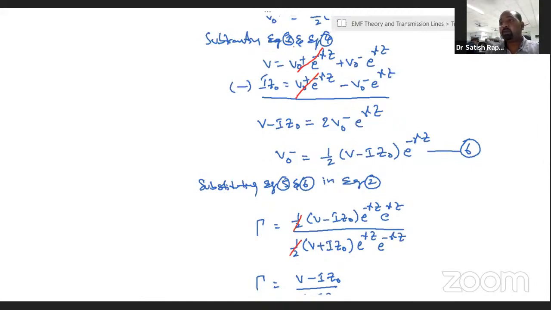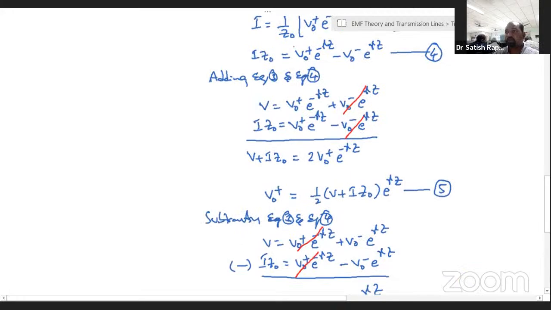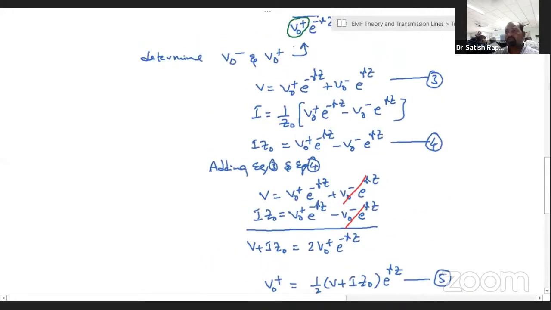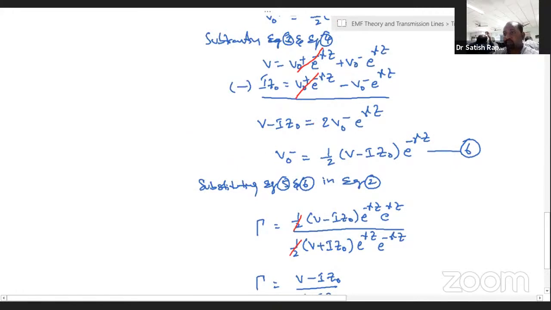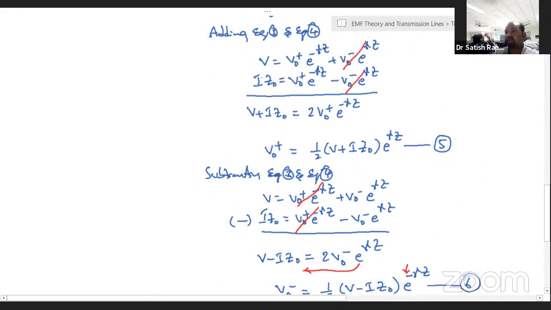E power, for e power you will get negative. Yes, we will get negative because we are taking e power to the right hand side, to the other side. So when we are taking e power to the other side, let me clarify it. So this we are taking to the other side, so therefore you will get minus here.